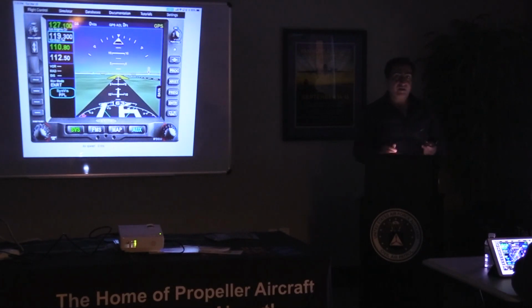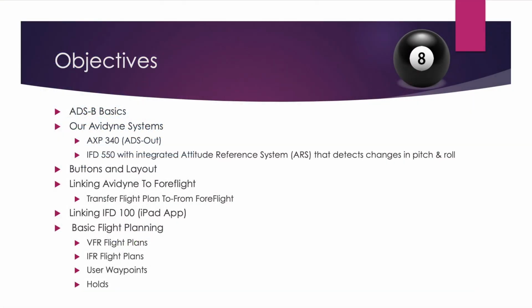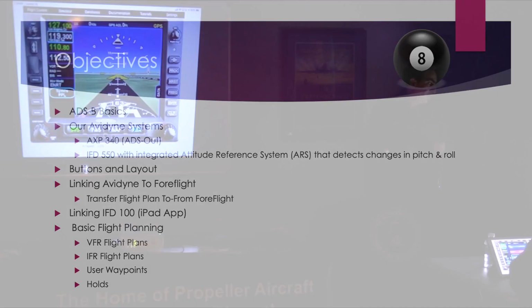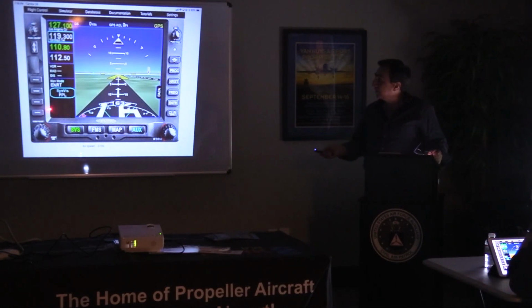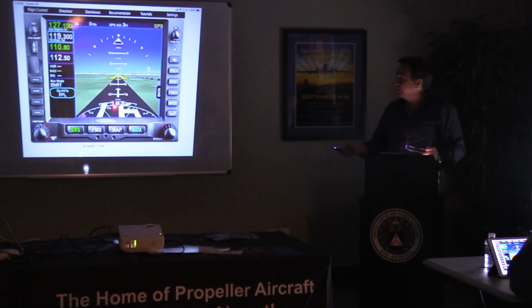Tonight I'm going to talk to you guys about the new systems that we have in our Cessna aircrafts. It's the Avidyne IFD 550. I'm going to go over a little bit about ADSB, what systems we have in our aircrafts, so everyone understands the different components. Then we are going to go into a little detail about the different parts of the Avidyne, the IFD 550.